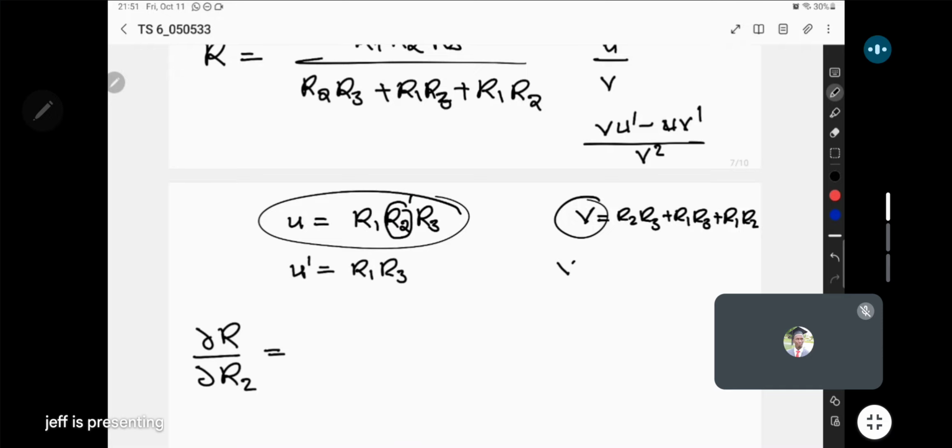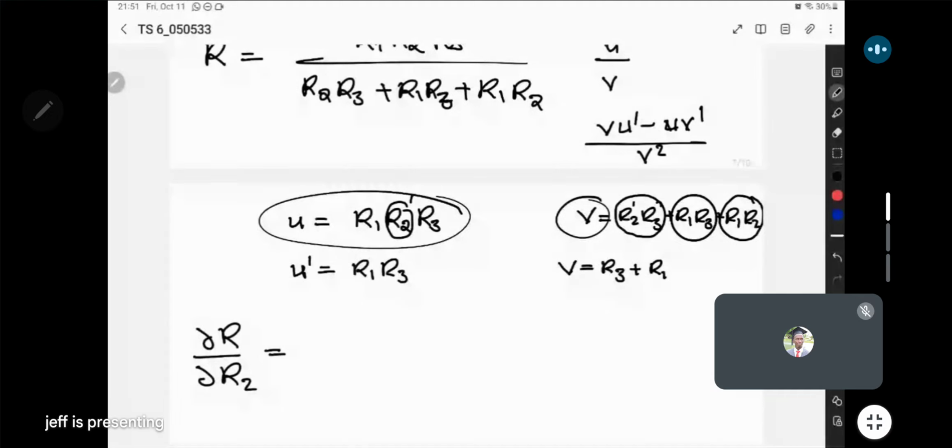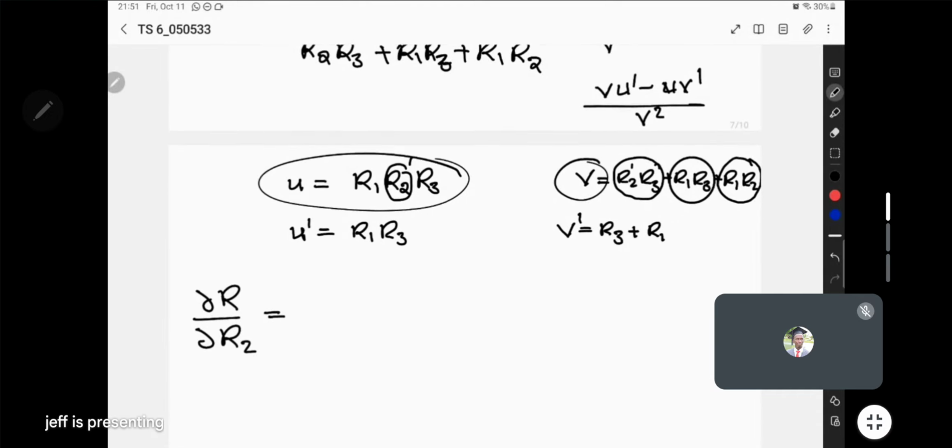Here, v, when I differentiate, this one does have R2 and it has power 1. So here only R3 will remain. This one does not have R2, so it is a constant. Since with respect to R2 it is a constant, its derivative there will be 0. The third one here does have R2, so it will be plus R1. The derivative of R2 there will just be 1, so it will remain like this. This will be our v prime.